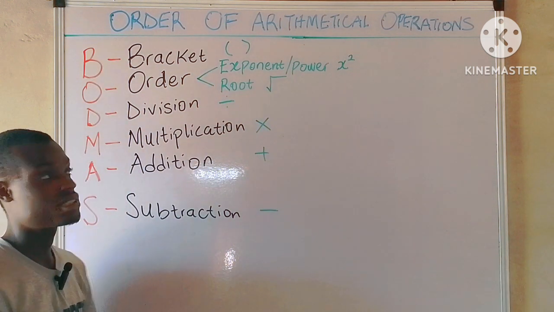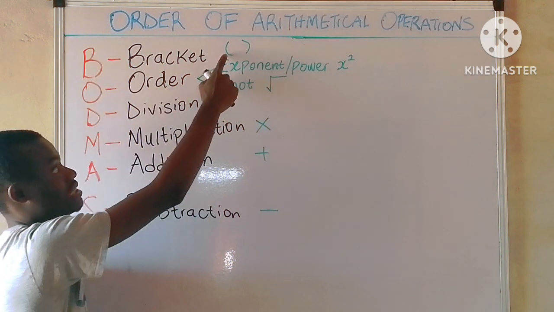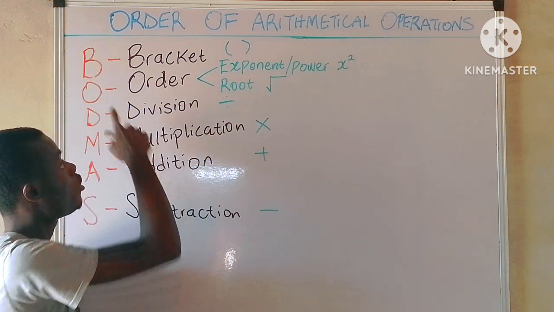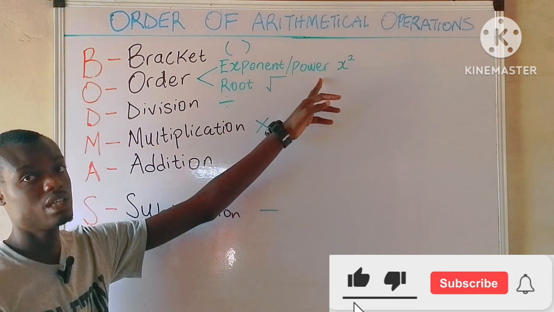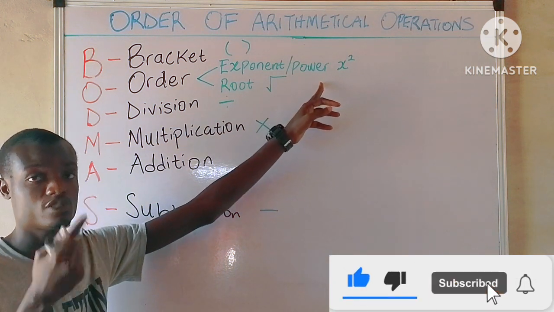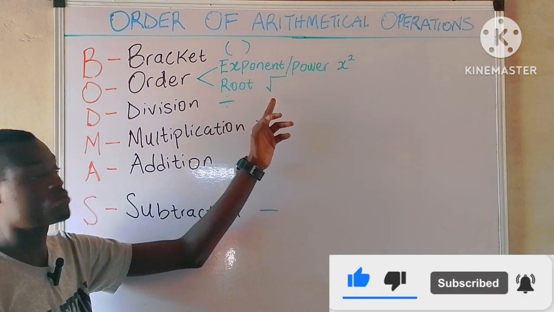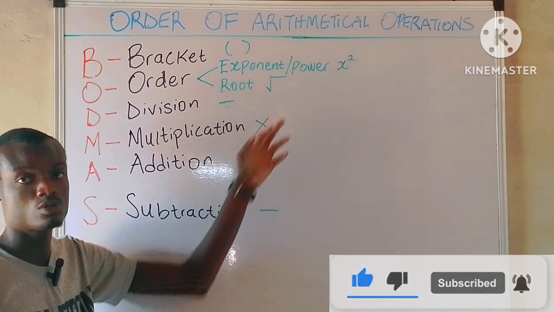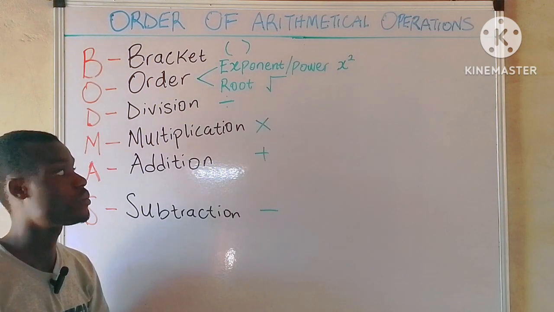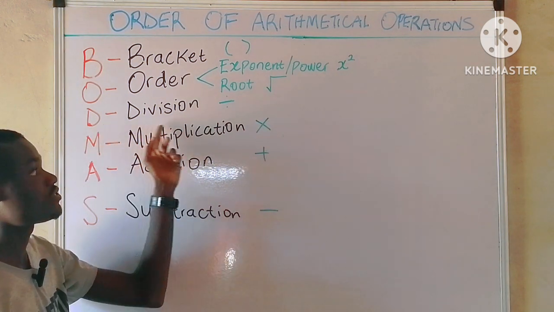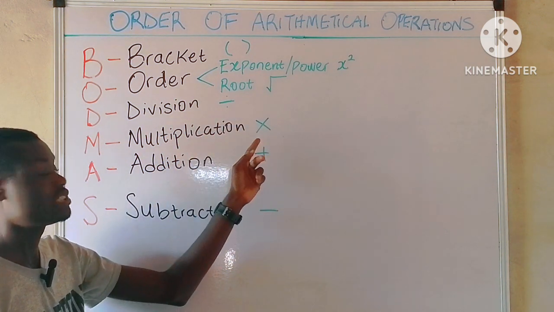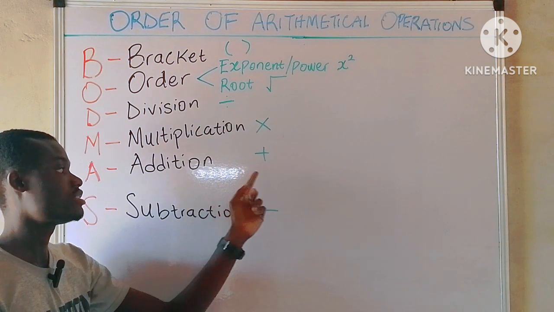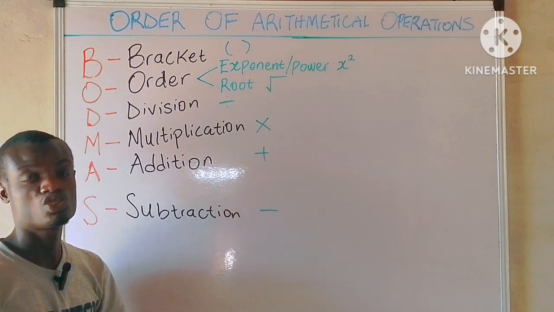B-O-D-M-A-S, BODMAS. B stands for bracket, and this is the symbol for bracket. O stands for order. Our order can be our exponent or power, let's say 2 raised to power 2, so we must solve for that. Or it can be a root, as in square root, cube root, the fourth root or the fifth root, or whatever we have in the question. D stands for division, this is the division sign. M stands for multiplication, this is the multiplication sign. A stands for addition, and S stands for subtraction.